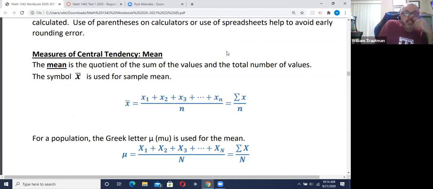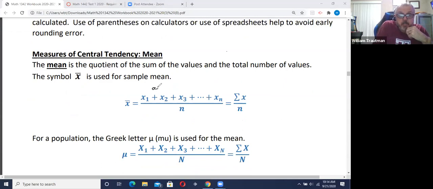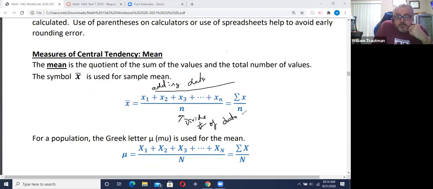Once again, mean is the average. Another formula for average is adding up all the data and dividing it by the number of pieces of data, the number of data points.